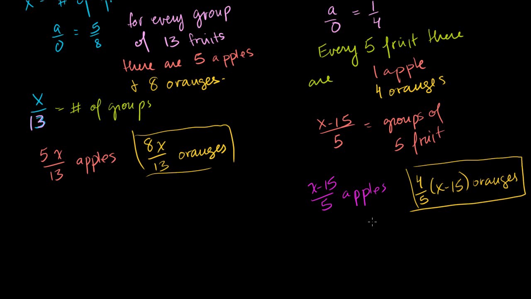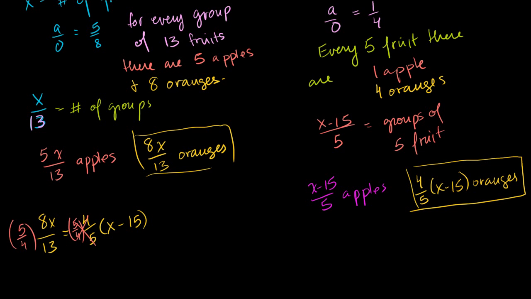There's many ways to do this problem, but this is the way that's popping out at me that might be straightforward. So let's see if we can solve for x. This has to be equal to that. That never changed. So you say 8x over 13 is equal to 4/5 times x minus 15. And maybe the best way to do this, let's multiply both sides of the equation times 5 over 4.